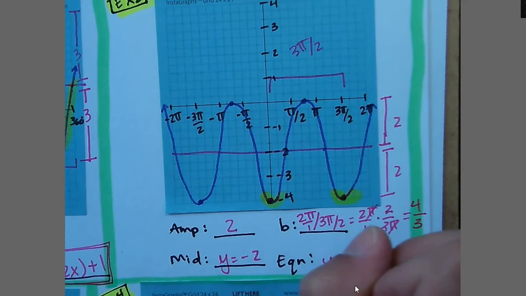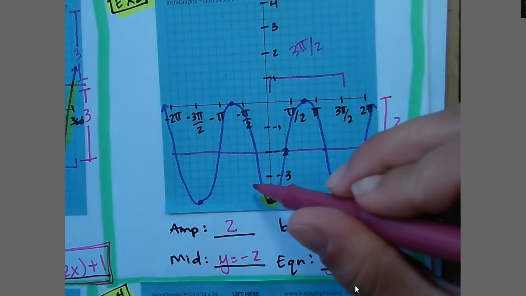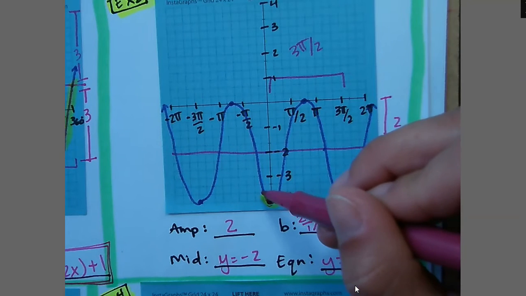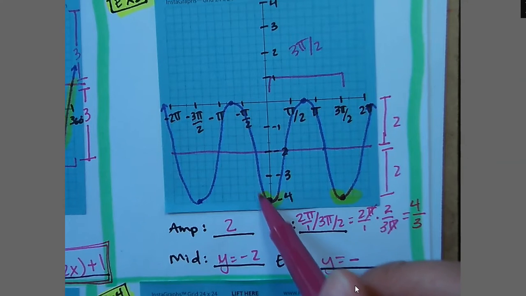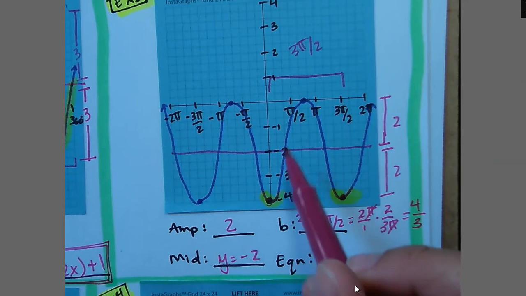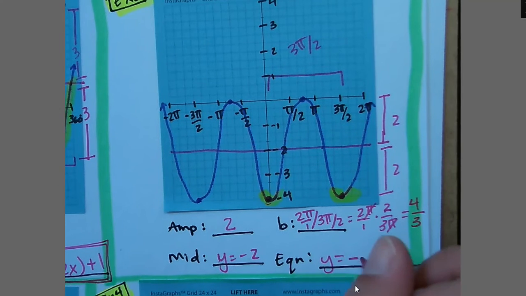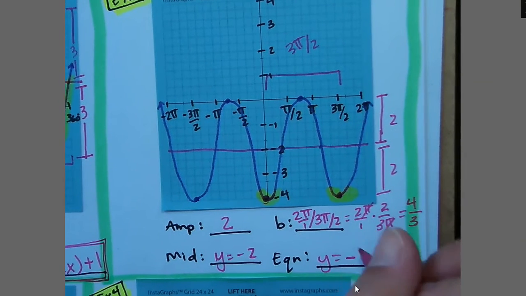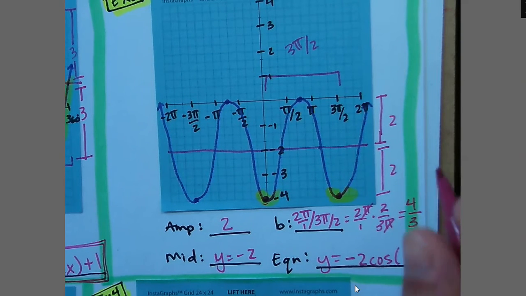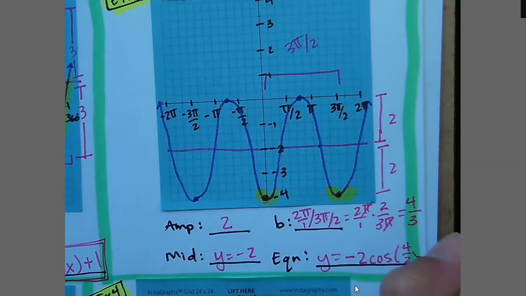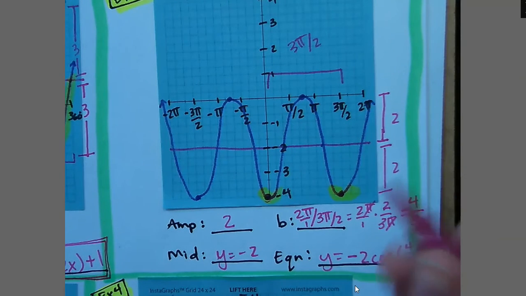We have y equals, okay, now see how this is starting at the bottom here? Since it's starting at the bottom, that tells me it's going to be a negative. And since it's not starting in the middle of the equation, it's going to be cosine, starting at a minimum point. It's going to be -2 cosine of, then this one, 4 over 3x, and then -2 on the end, because that is your midline.